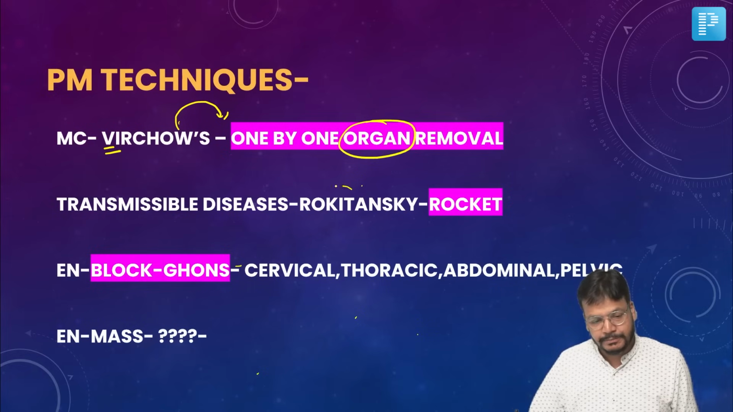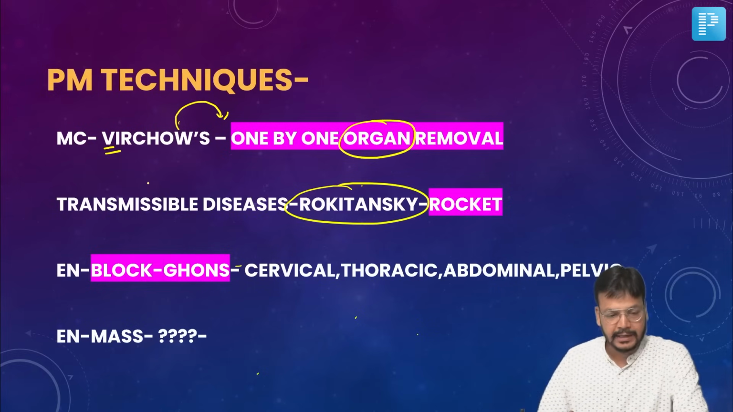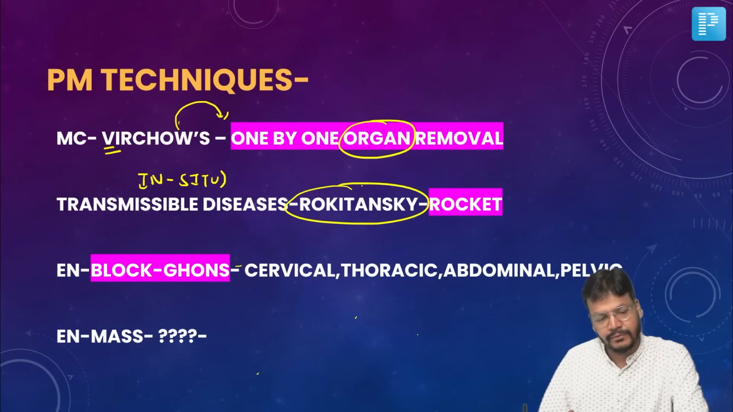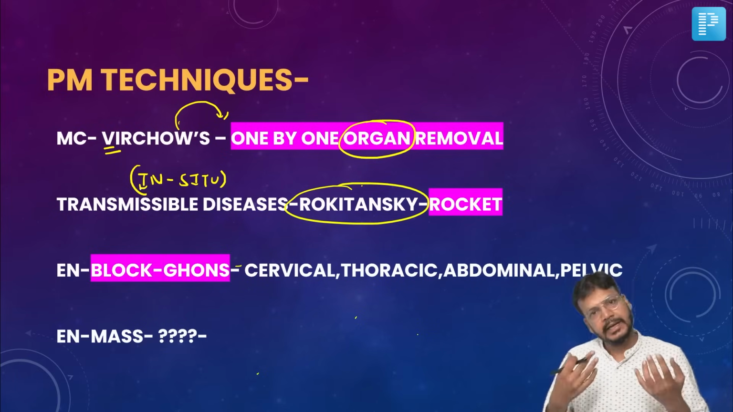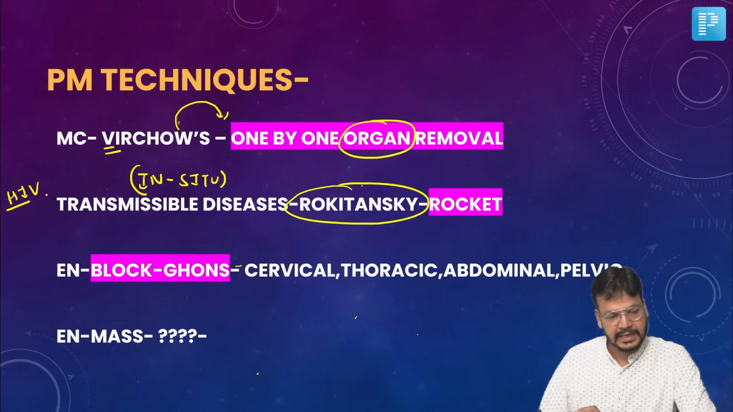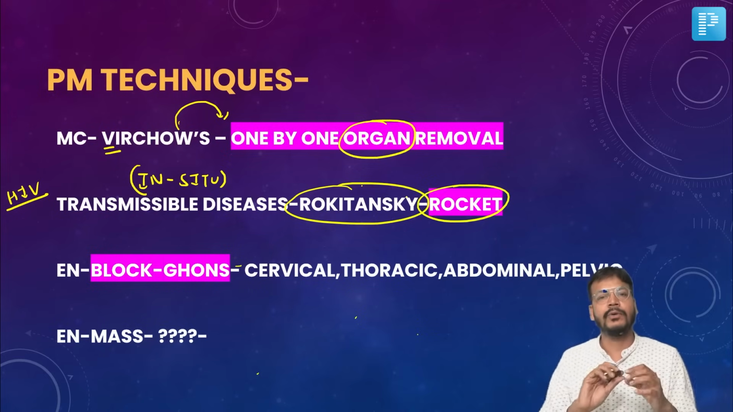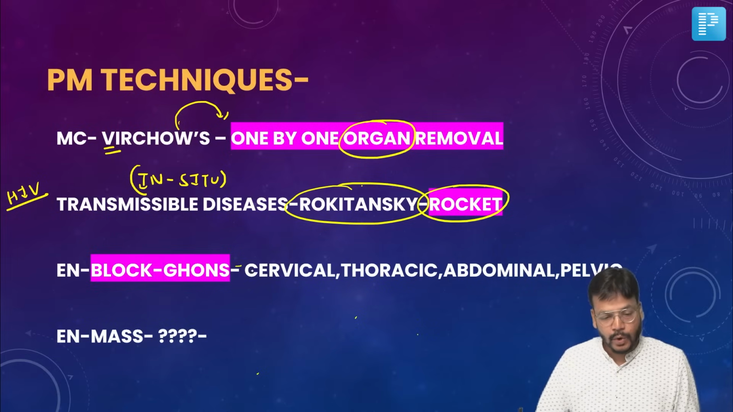Sir, in transmissible disease, we do the Rokitansky method. Actually, sir, in the Rokitansky method, we are not taking organs one by one. We are doing the in situ method. It is inside dissection, like HIV. And also, how to remember? HIV spreads like a rocket. Rokitansky method.